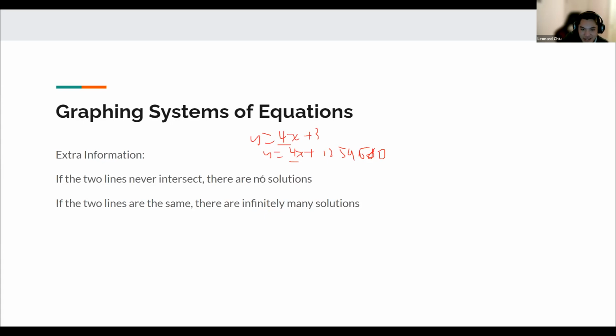So then there's not going to be any solutions because they're just going to be parallel to each other the entire time. They're going to look something like plus 3 is here, and then the other equation is going to be way off. It's going to be parallel, always the same distance from each other. It's never going to intersect.